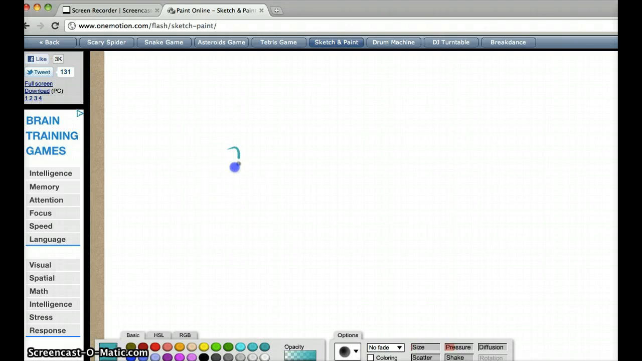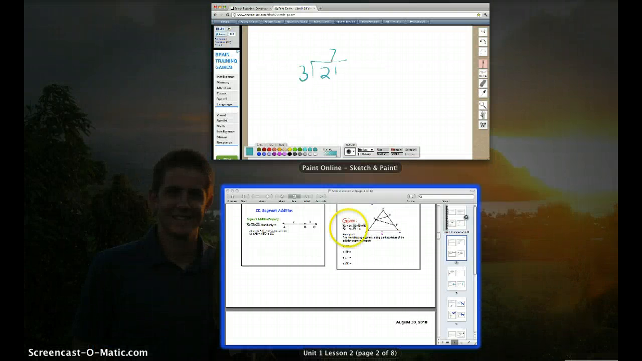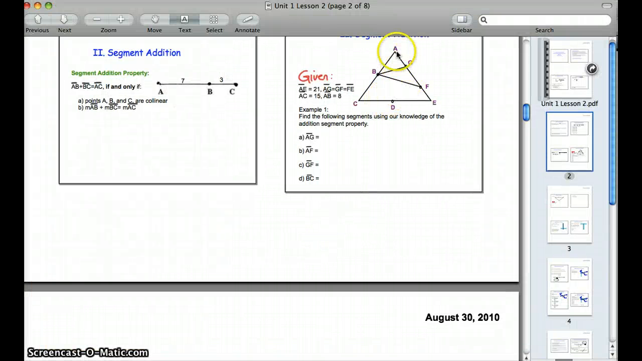So 3 divided by 21 is 7. So each of these lines, AG, GF, and FE, have to equal 7.